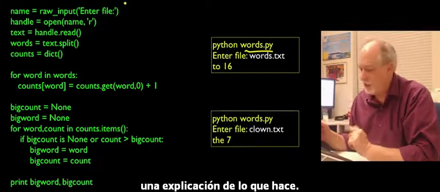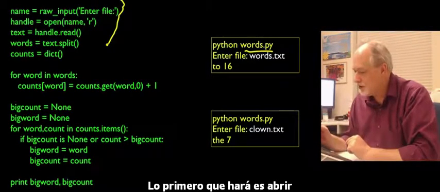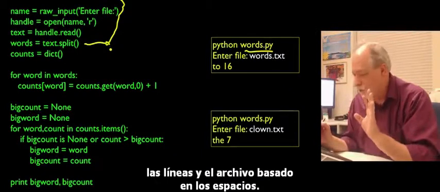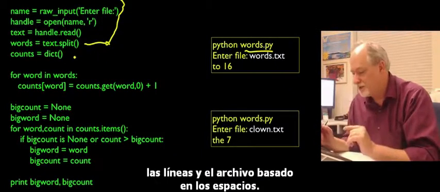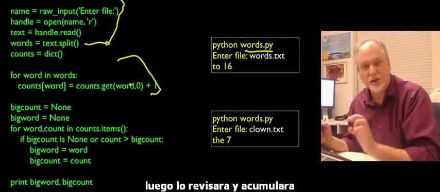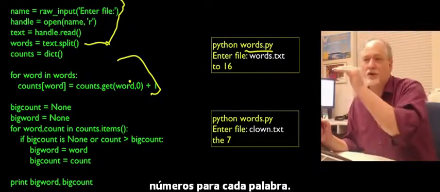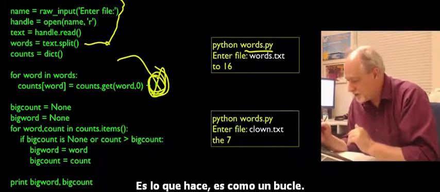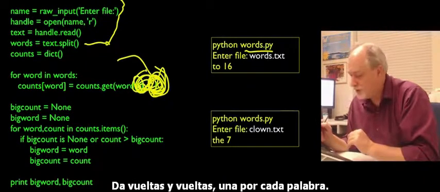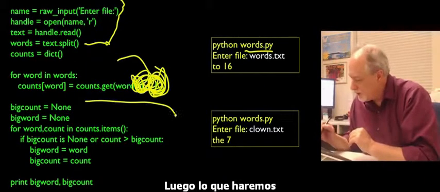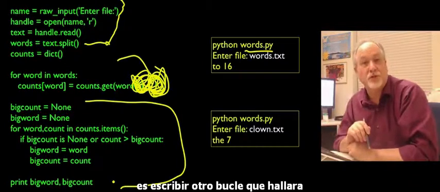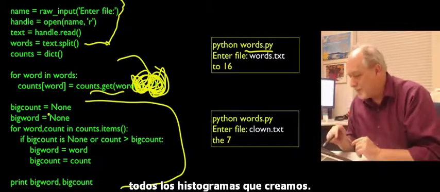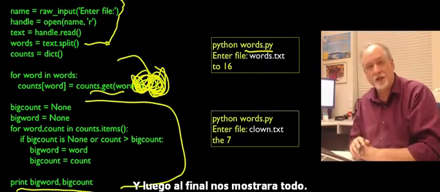Now I'll give you kind of an outline of what this is going to do. The first thing it's going to do is open a file and read it. Then it's going to split the lines and files into words based on the spaces. Then it's going to run through and accumulate numbers, like, you know, this word is 1, this word is 1. Oh, I saw that one again, so I turn that to 2. That's what this does. It's a loop. It goes round and round and round, one for each word. Then what we're going to do is write another loop that's going to figure out which is the most common word by looking through all those little histograms that we built up. And then it's going to print those things out at the very end.